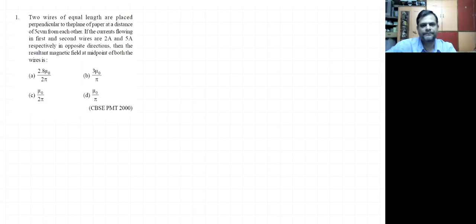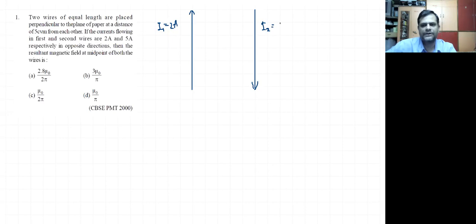Yes, so let us consider these two wires. Suppose this is the first one and here it is the second one, which are carrying the currents in the opposite direction as it is told in this question. So let us show the current in the first wire to be directed upwards and the current in the second wire will be directed in the downward direction. And the currents here are given already: I1 is 2 ampere and I2, that is the current in the second wire, is given to be 5 ampere.